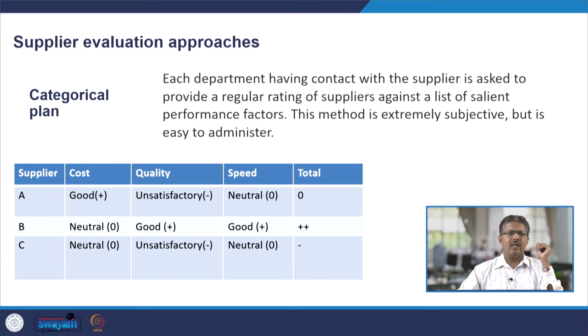So, let us say there are 3 suppliers A, B and C. Now, in terms of cost, quality, speed, how do they fare? Now, let us say A, he is good, so you give a plus, unsatisfactory in terms of quality, minus, and in terms of speed neutral. So, what is the total score he gets? Plus, minus, 0. So, 0. Similarly, B gets a 0 on neutral in terms of cost, good in terms of quality and good again in terms of speed. So, it gets a double plus, and C let us say 0, minus and then 0, which is again minus.